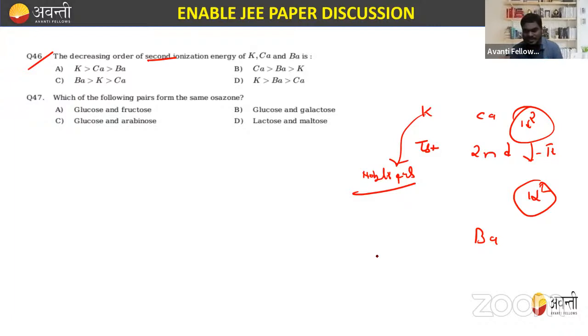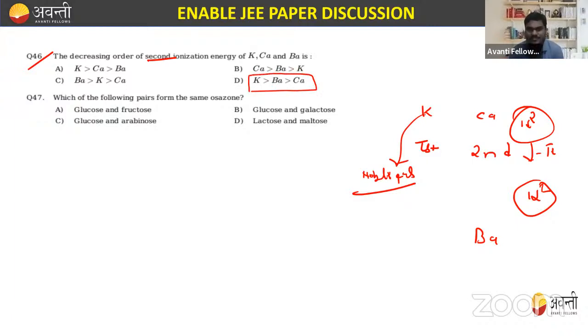So let me discuss this. K has the maximum. Why does K have the maximum? Because after removal of one electron, the second electron has to be removed from the octet, which is very difficult to do. So the correct option for question 46 is D. It means K greater than Ba greater than Ca.